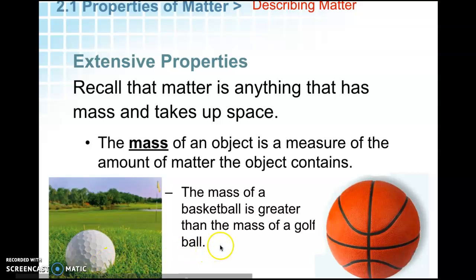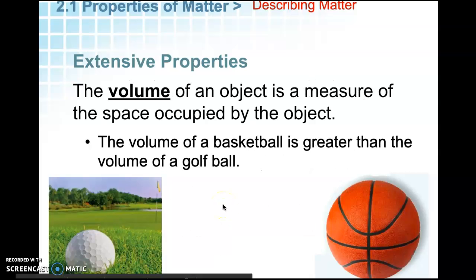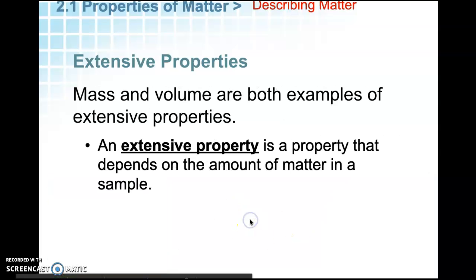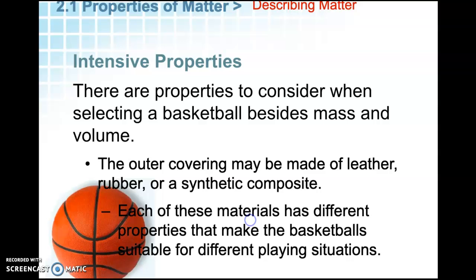But volume is how much space the object occupies. Basketball has greater volume than a golf ball. Mass and volume are extensive properties. Now, an extensive property is a property that depends on the amount of matter. So how much you got? What is an extensive property? How much you got? Intensive properties, okay?